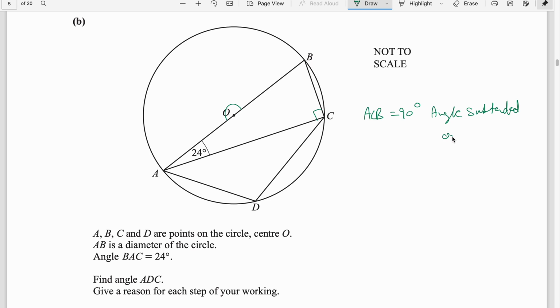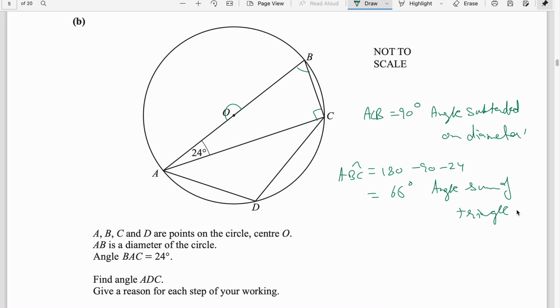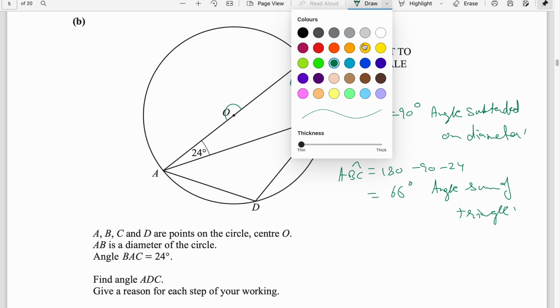So angle subtended on diameter. Secondly, we already have this 24. I'm going to find this angle. So ABC is equal to 180 minus 90 minus 24, and the answer is 66. Reason is angle sum of triangle. Angle sum of triangle is 180 degrees. So you get this 66.